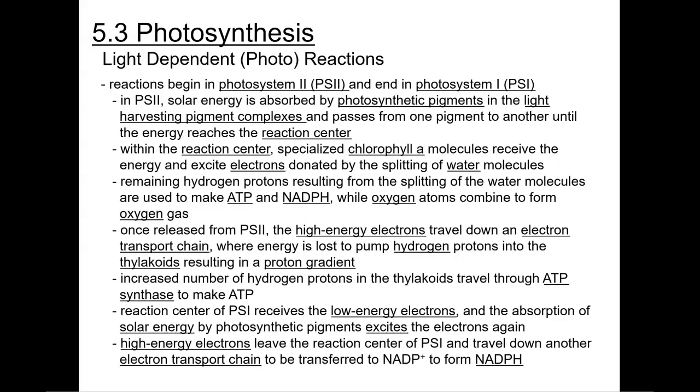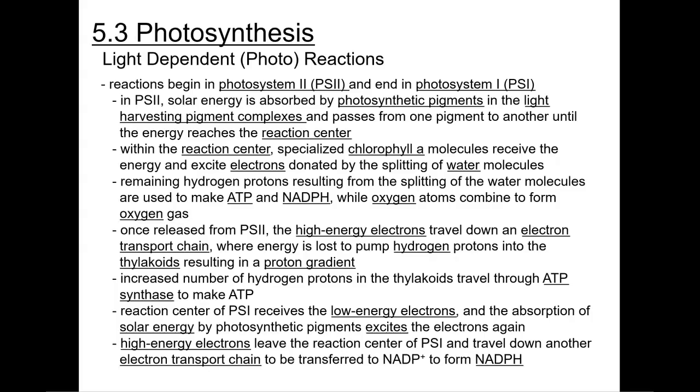Within the reaction center, you're going to have specialized chlorophyll A molecules that receive the energy and excite the electrons that are there. And those are going to be donated by splitting of water molecules. So it takes water, excites them, and it splits that molecule, and you've got that electron. The remaining hydrogen protons that result from splitting water molecules are going to be used to make ATP and NADPH. Remember, that's the high energy molecule carrier. And then oxygen atoms are going to combine to form oxygen gas, or O2, that we breathe.